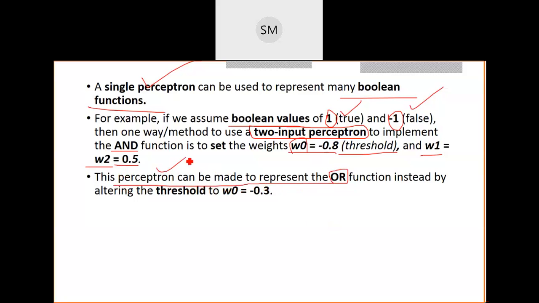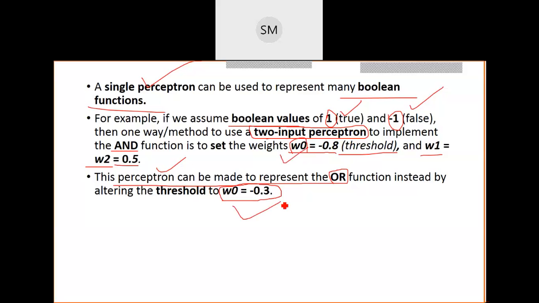So, a two input perceptron. Here that threshold value, we have just modified it, or we have just assumed it as minus 0.3. Okay, so don't worry or bother about all these values, sir, why it is minus 0.8, minus 0.3 and all those things. We have just assumed some values here.